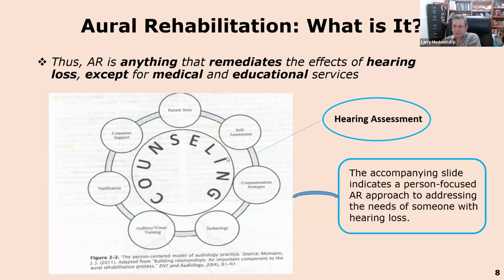And then after the hearing test, knowing what the degree of hearing loss is, we know what the difficulties are. We then might recommend different communication strategies, technology that may include hearing aids or assistive devices, and talk about auditory visual training or speech reading. And then after being taught the strategies and getting the devices, we verify how much you're benefiting from it, and always at the heart of it, providing counseling. So again, this slide indicates a person-focused approach to addressing the needs of someone with hearing loss.